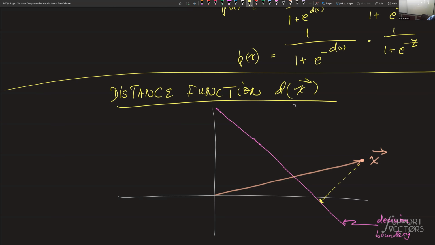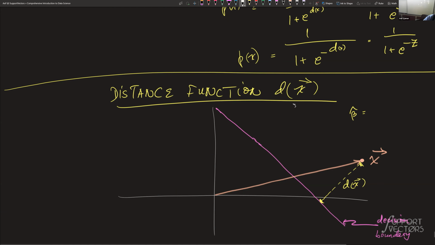This distance is the real d of x, isn't it? Now, given the x vector, how do I get to the d of x? One thing you realize is that we can bring in a vector, which I will call the unit vector. For whatever mysterious reason, I will use the symbol beta. You don't have to use beta. You could use theta, whatever. This is the unit vector.